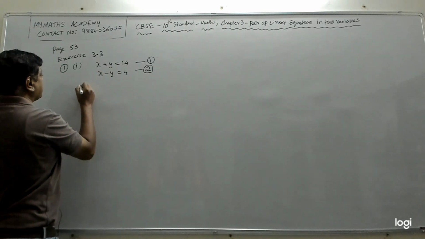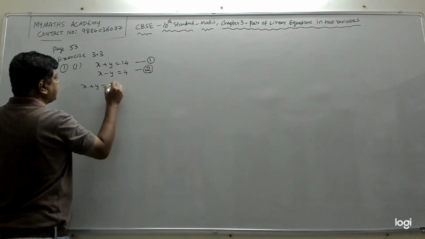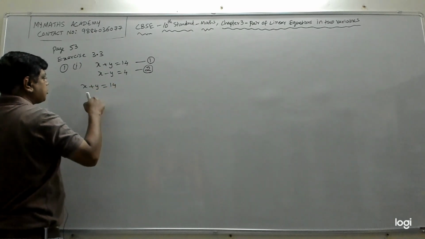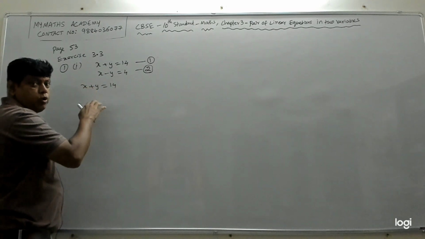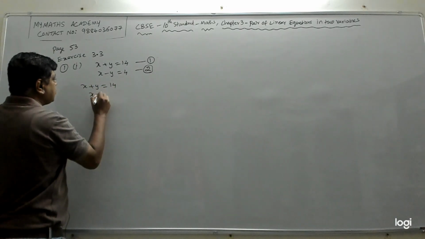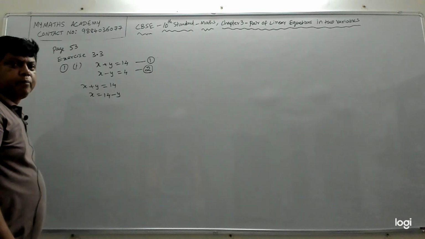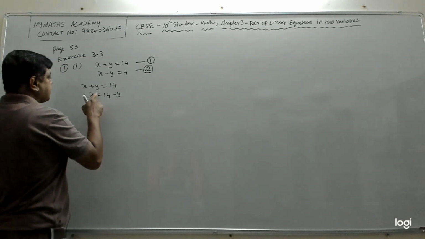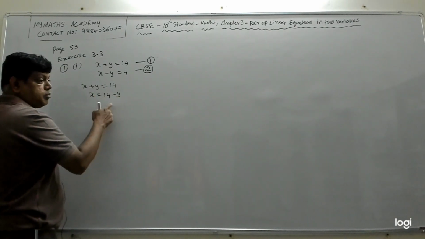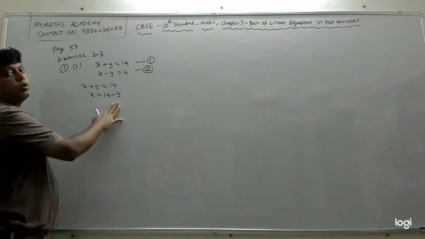I'll take equation 1. What is that? x plus y equal to 14. Now we have to write x in terms of y, which means we should keep x here and move everything to the other side. So x is equal to 14, this plus y goes to the other side to become minus y, right? So x can be written as 14 minus y. This is the meaning of writing x in terms of y.